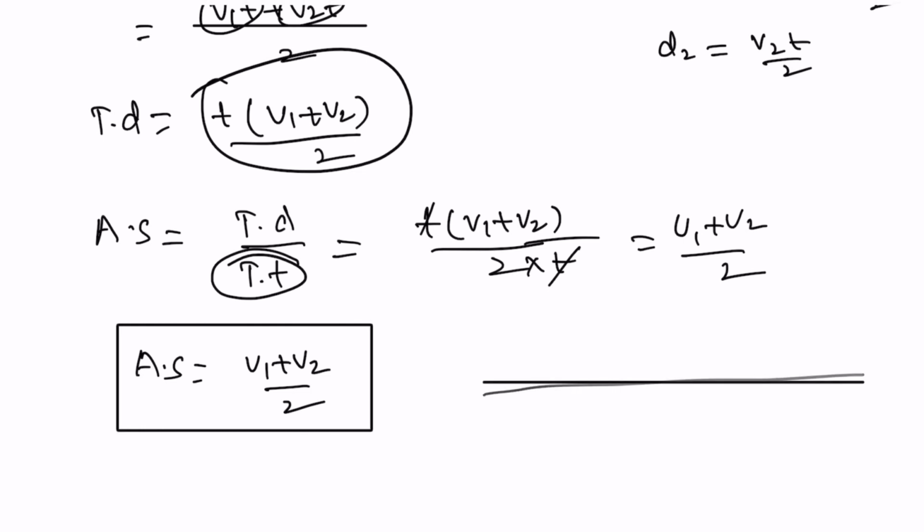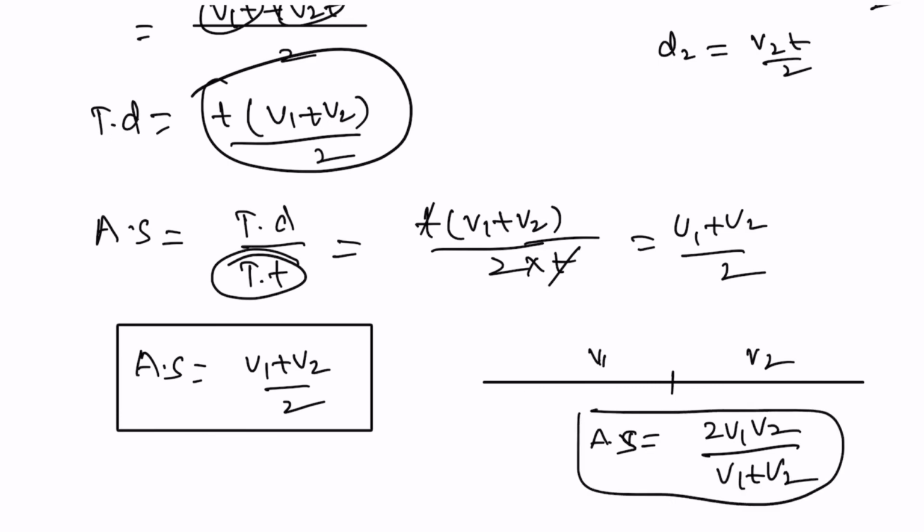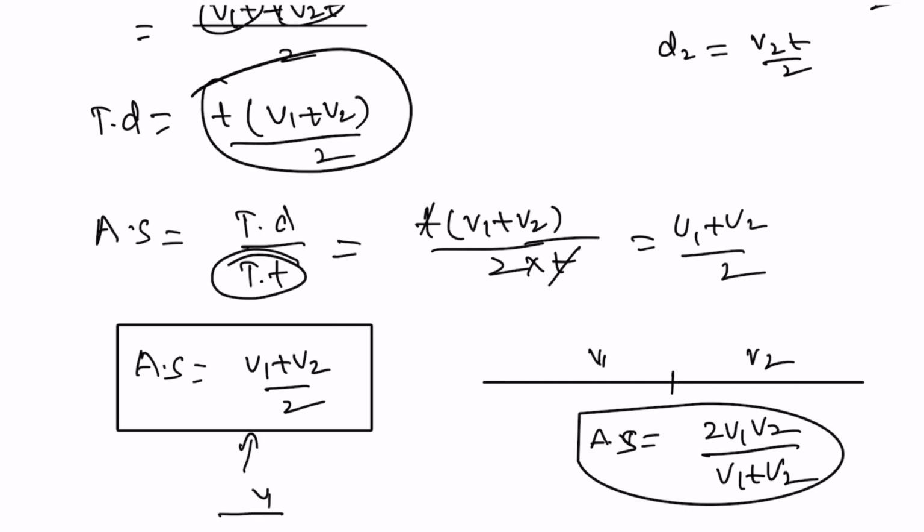See here, in the previous problem, the first half distance was covered with v1 and the next half distance with v2. Then the average speed formula there is 2v1v2 by v1 plus v2. For this condition, first half time with speed v1, next half time with speed v2, our speed is v1 plus v2 by 2.